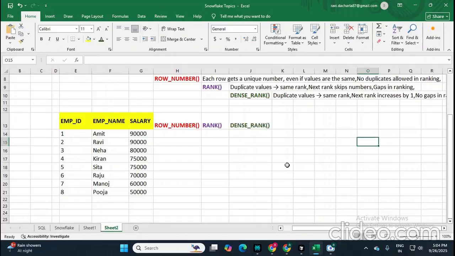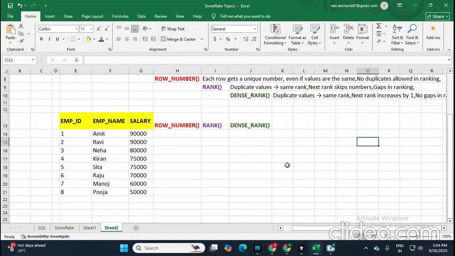So in this video, we are discussing the difference between row number, rank, and dense rank. This is the most commonly asked interview question in any SQL and Snowflake interview. What is the difference between row number, rank, and dense rank? These three functions are treated as window functions in Snowflake and SQL. So let's begin.